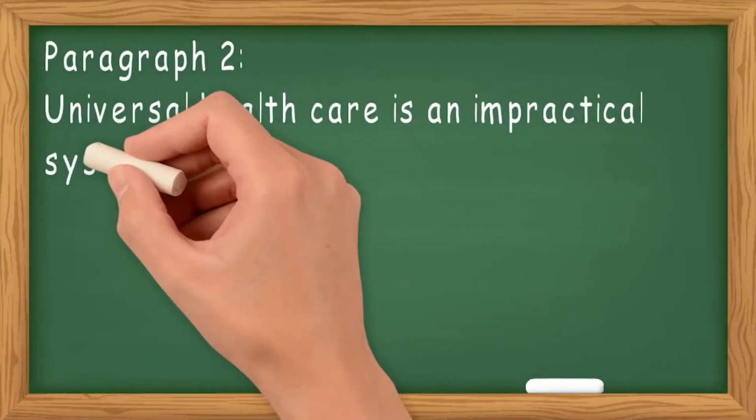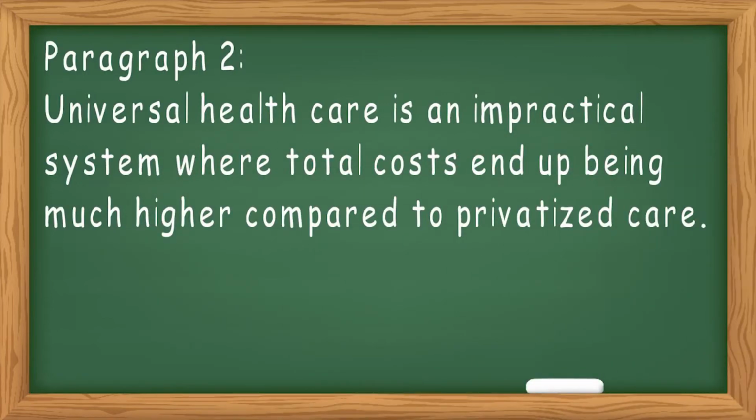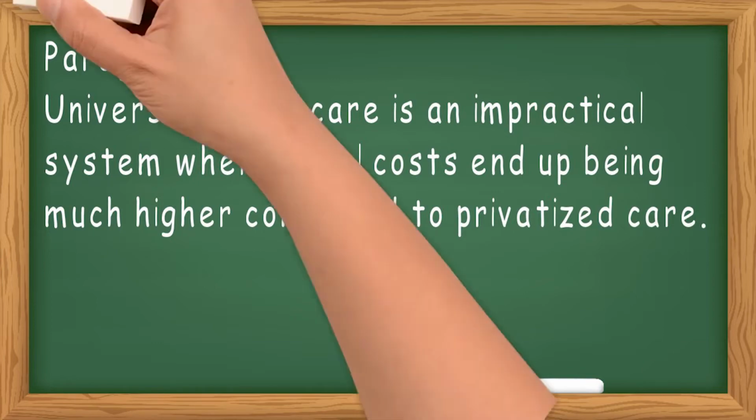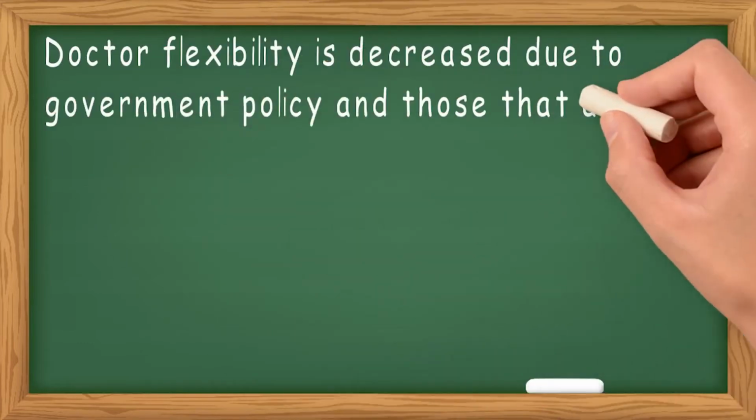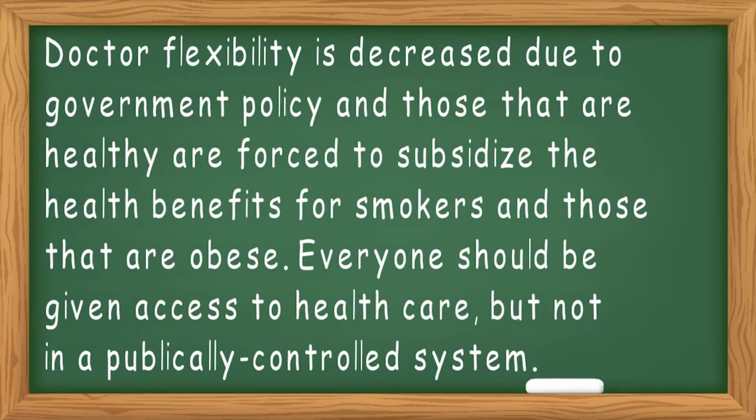Universal healthcare is an impractical system where total costs end up being much higher compared to privatized care. Doctor flexibility is decreased due to government policy, and those that are healthy are forced to subsidize the health benefits for smokers and those that are obese. Everyone should be given access to health care, but not in a publicly controlled system.